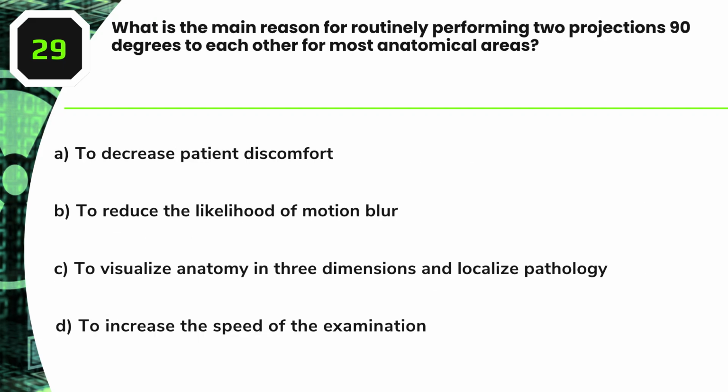Question 29. What is the main reason for routinely performing two projections 90 degrees to each other for most anatomical areas? A. To decrease patient discomfort. B. To reduce the likelihood of motion blur. C. To visualize anatomy in 3 dimensions and localize pathology. D. To increase the speed of the examination.